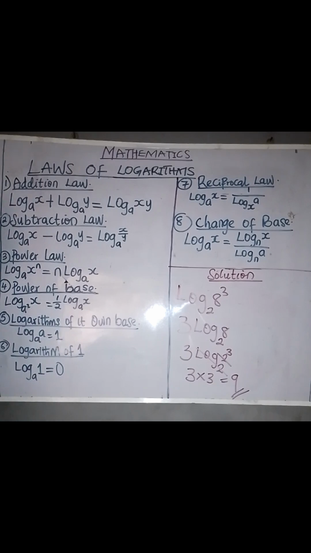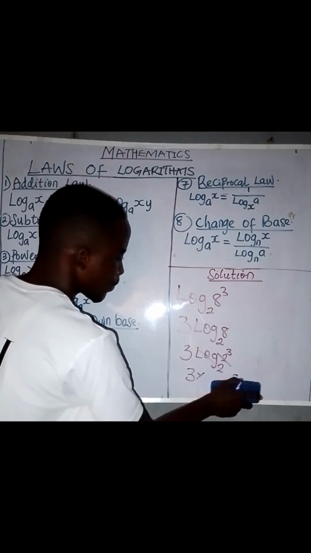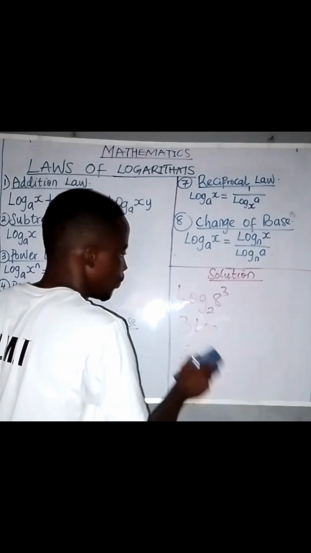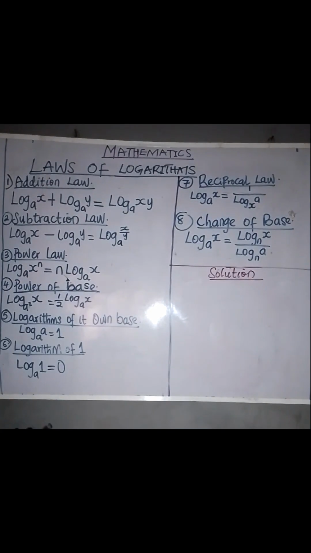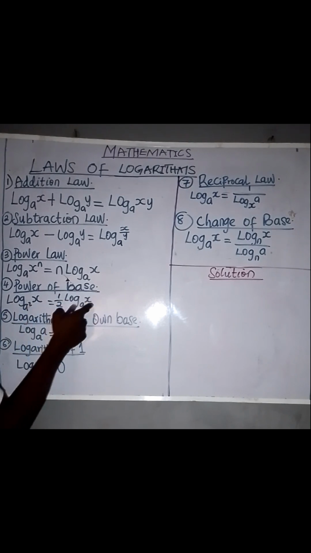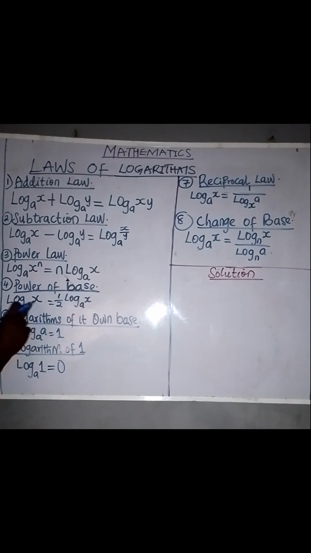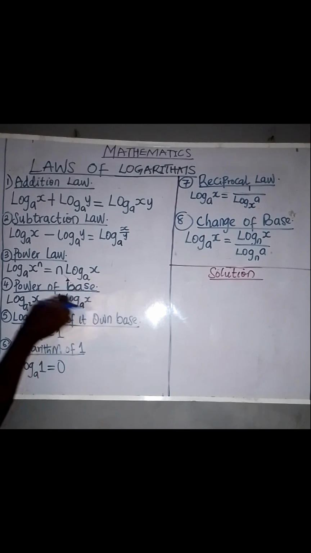So move to the next one, which is power of base. Okay, power of base here. Now they gave us log a square x. Log base a square x, they say is equal to 1 over 2 log ax. Now this simply means when the base is the one having the power, the reciprocal of that number multiplies the logarithm itself.